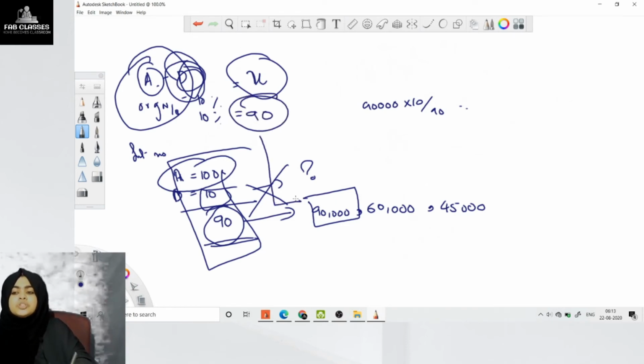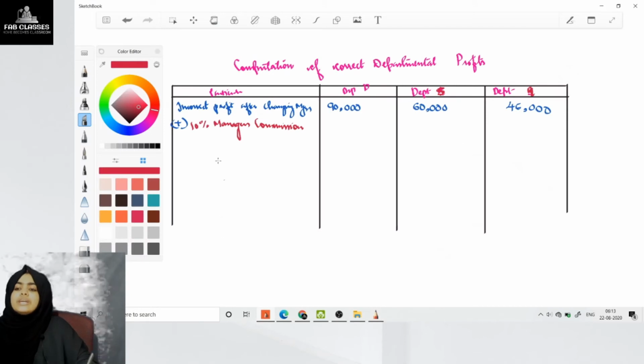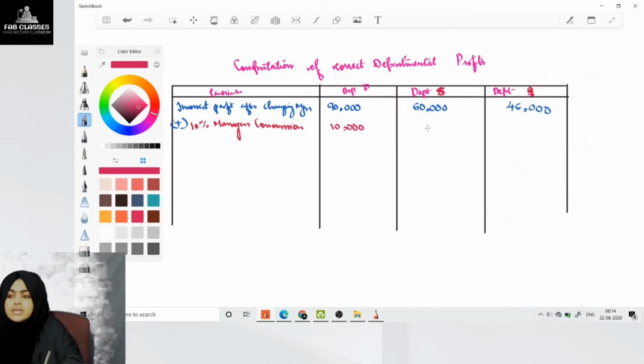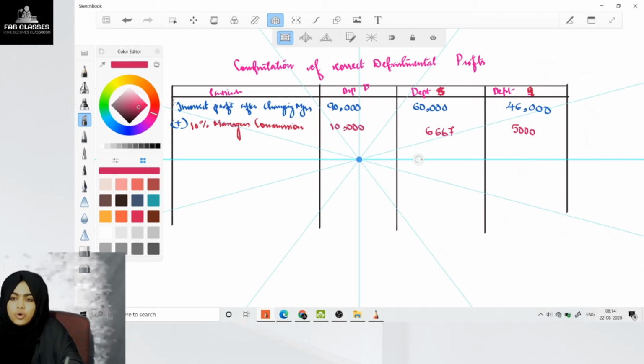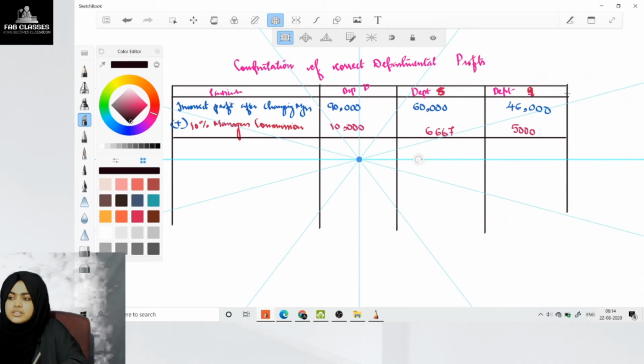And this 90th portion is given in the question. So if the 90th portion is given, it is easy to find out the 10th portion. So calculate and you will get the manager's commission in case of department P will be 10,000, in case of department S will be 6,667, and in case of department Q it will be 5,000. This will be the value which we obtain once we add back the manager's commission.